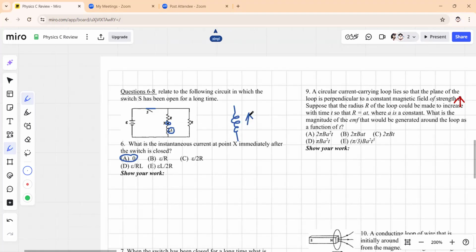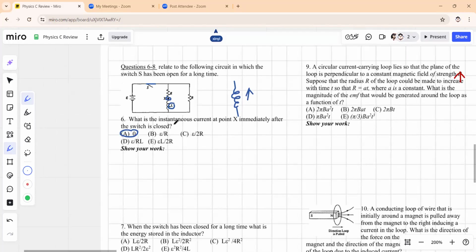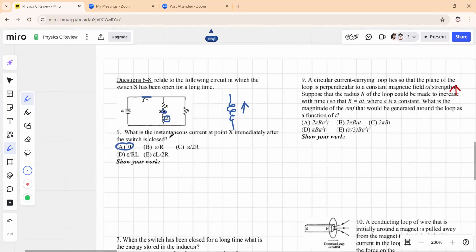But doesn't the current have to get to the inductor first? Just say the current flows at the speed of light. Just say it happens, okay? I think we need to take a relativistic approach for this one. So when they say instantaneous and you have a capacitor that's open, you just say that it acts like a wire, because it only acts like a wire for the tiniest amount of time before it starts charging, right?